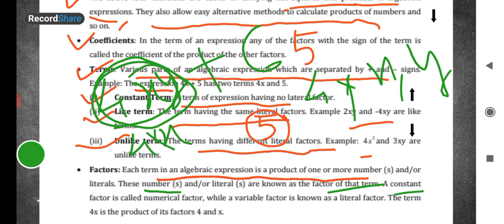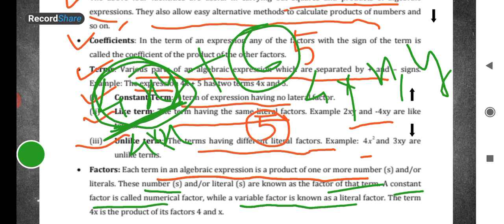Now a constant factor is called a numerical factor. What is a constant factor? 6 is a constant factor, and it is numerical. There will be no alphabet, there will be no variable. While a variable factor is known as a literal factor. So in 4xy, the variables are the literal factors.